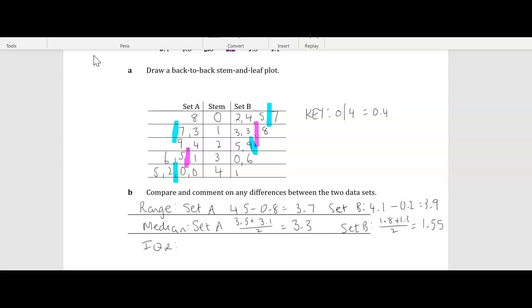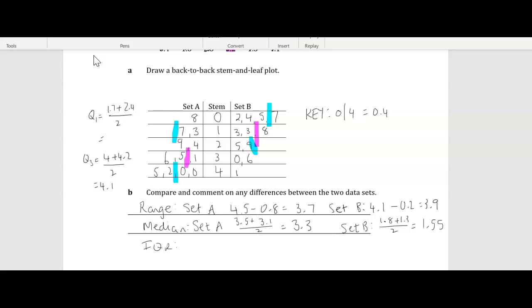All right, I might just do it over here. So your lower quartile, Q1, is halfway between 1.7 and 2.4. So I'll do that on the calculator in a sec. And then your upper quartile is halfway between 4 and 4.2, which we know is 4.1. It's a bit easier to do.